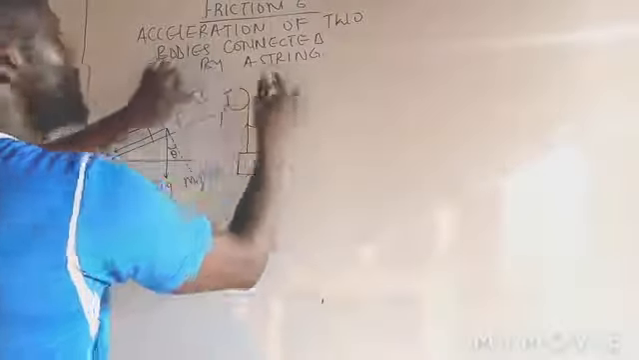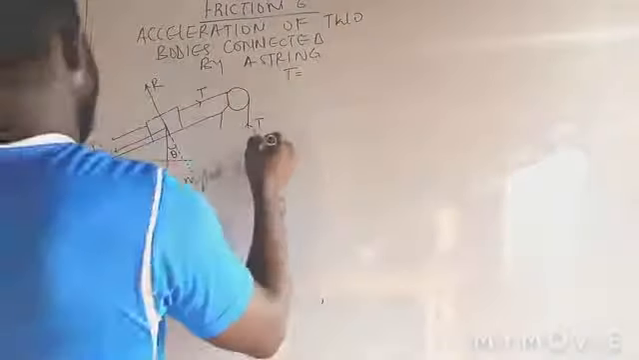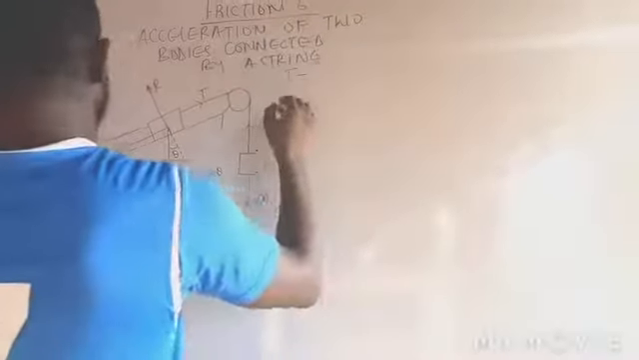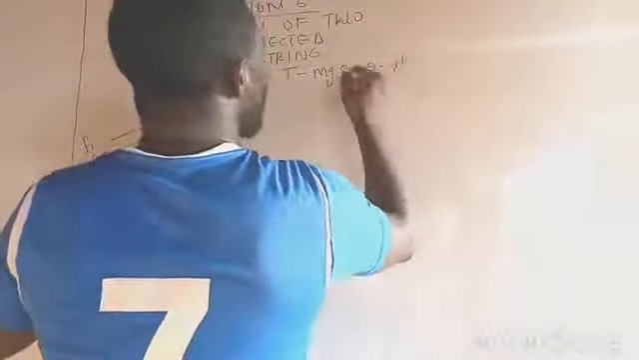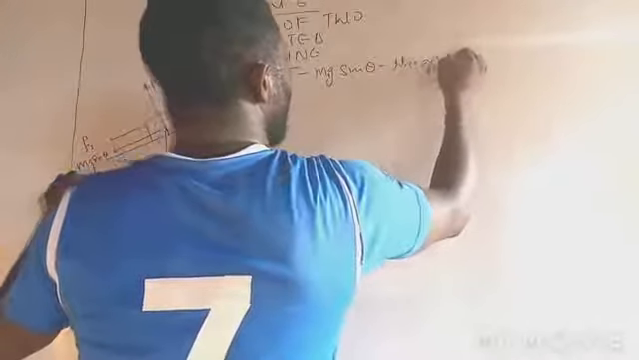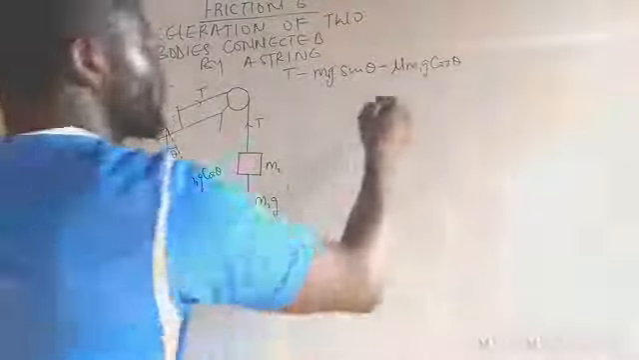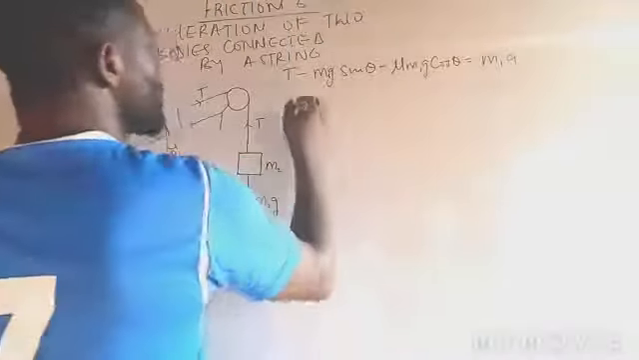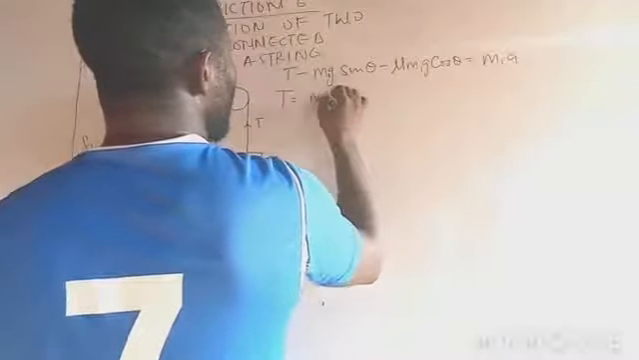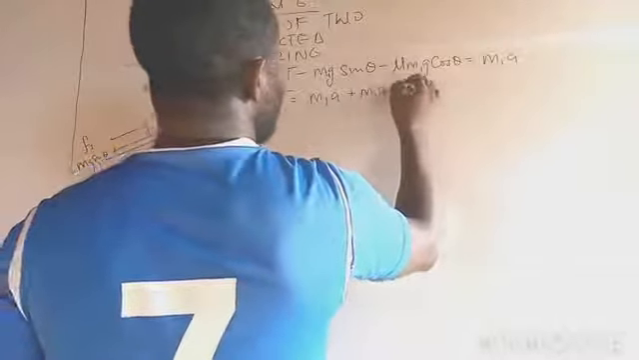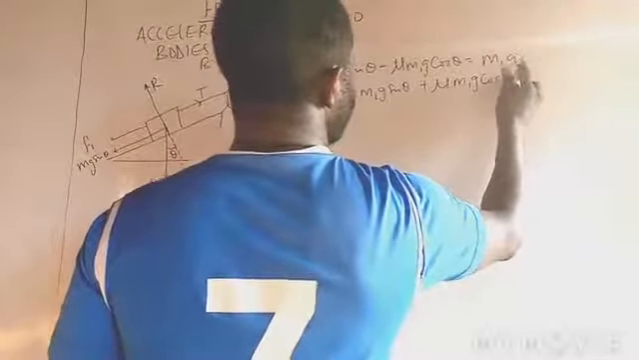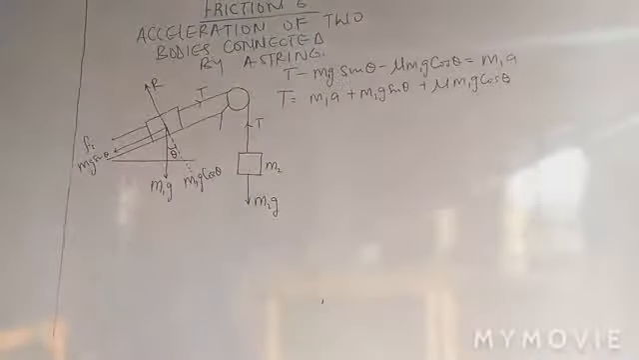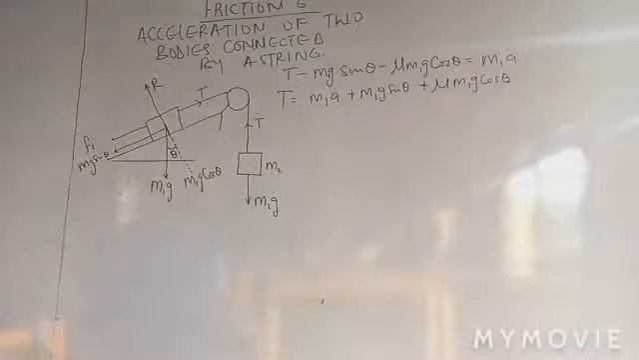Okay, so T must equal T minus mg sine theta minus mu m1 g cos theta, it's equal to m1a. So this T will equal m1a plus m1g sine theta plus mu m1g cos theta. So in this case, T equals m1a plus m1g sine theta plus mu m1g cos theta.